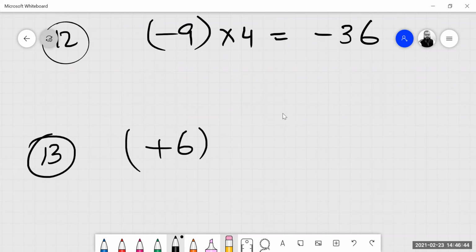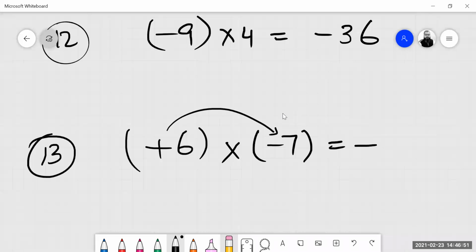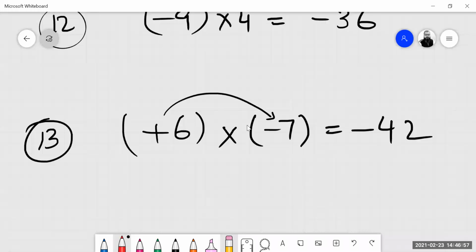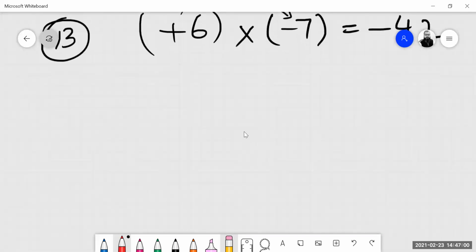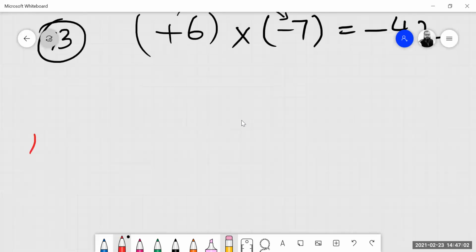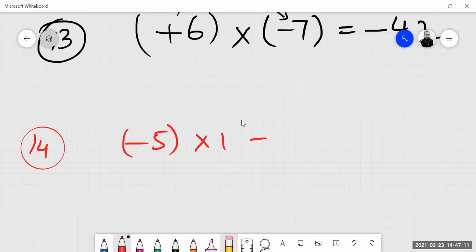Okay, now question number 13. Plus 6 multiply minus 7. Plus multiply minus, minus 42. Good. Number 14. Minus 5. Page 262. Minus 5.